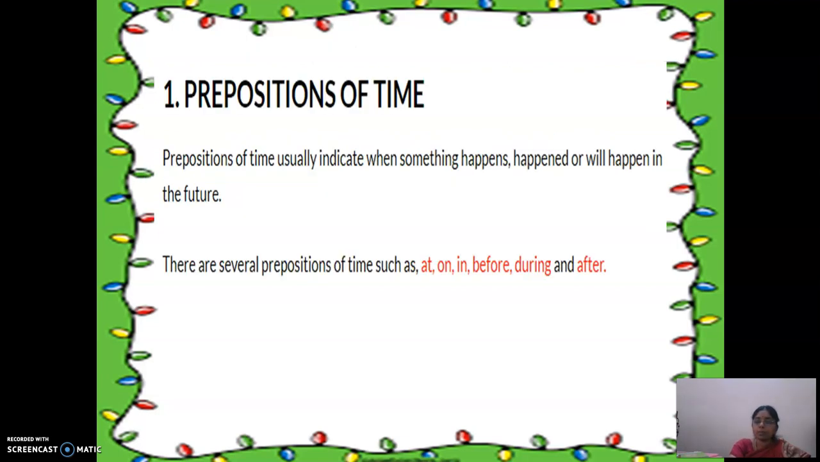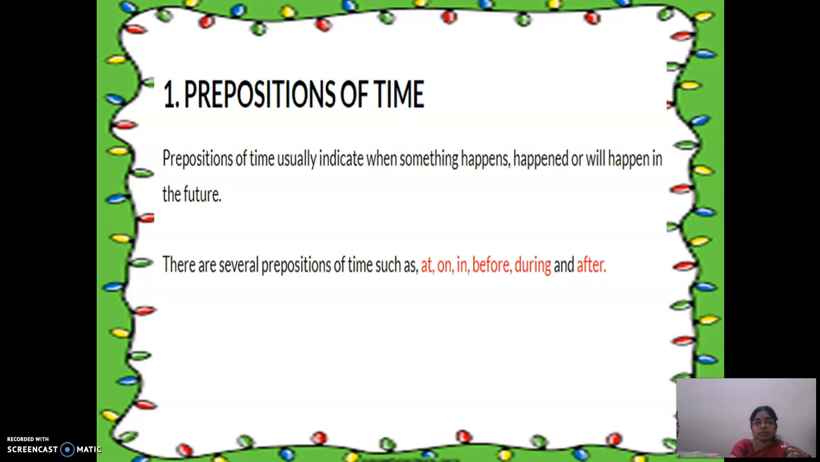First type is preposition of time. So prepositions of time usually indicate when something happens. So the word "when" is a clue word. When something happens, "when" represents time. Happens is present tense, happened is past tense, or will happen is future tense. So usually a preposition indicates when something happens: present, happened, or will happen in the future.